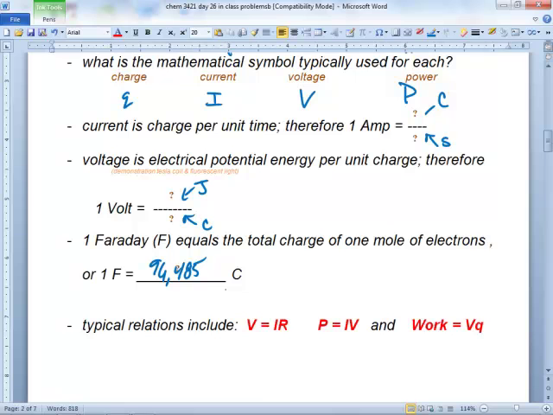Typical relations. Voltage is what times what? Current times resistance. Power is current times voltage. Work is voltage times charge. Moving a charge in an electric field.